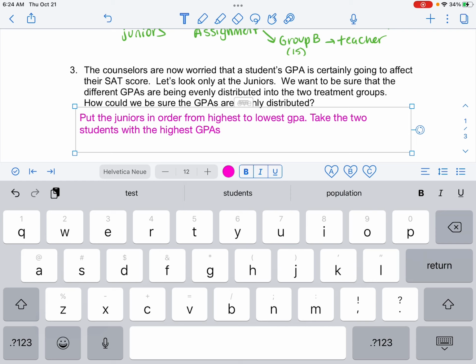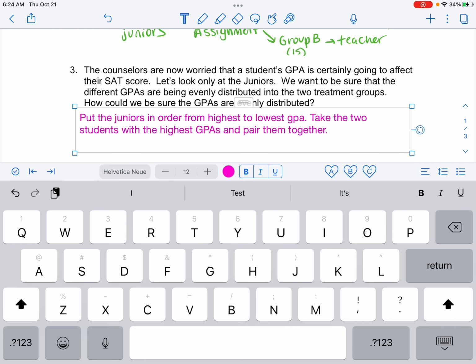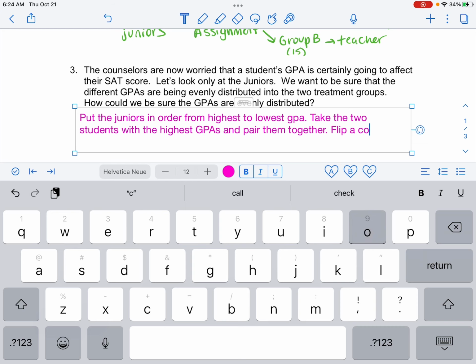Okay, take the 2 students with the highest GPAs and I'm going to pair them together. Because if I pair them together, then I can randomly assign one to one and one to the other. And now I'm going to make 2 groups that has somebody from all of the different levels of GPA. So I'm going to pair them together. Then what I want to do is randomize which one goes to what. So maybe because it's just 2 people, rather than do the random number generator, I just flip a coin. That is totally okay too.